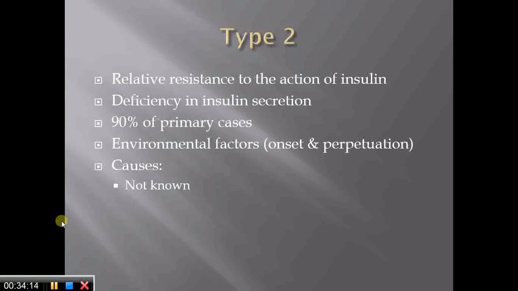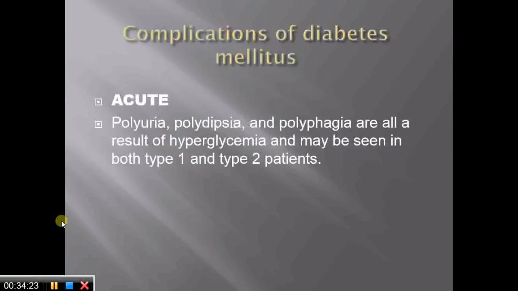Although the specific cause of type 2 diabetes mellitus is not known, research does show that it is not immune-mediated. Type 2 is a genetic disease, however, environmental factors are believed to play an important part in its onset and perpetuation.